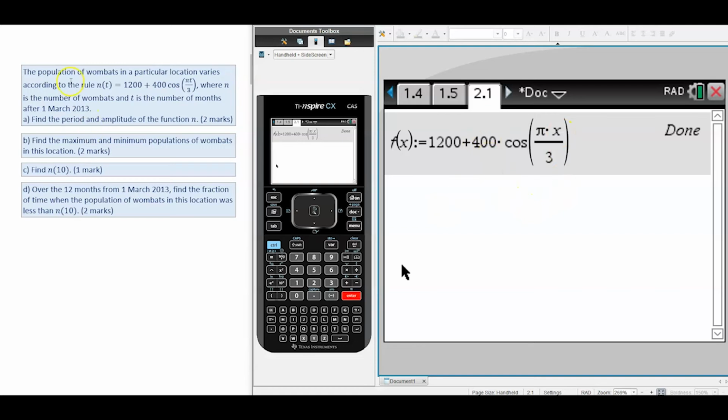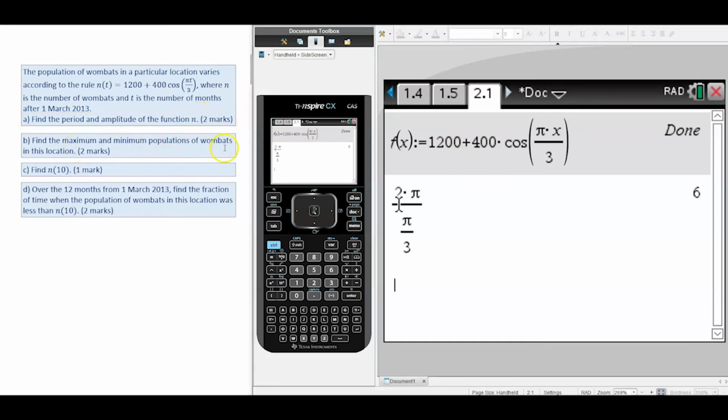So to find our function, let's move on. So the period, of course, is going to be 2 pi divided by whatever is in front of x. Now that is actually pi over 3. I'm going to put that in brackets here just to make sure that the CAS knows to do this correctly, and we get a period of 6. So that's fairly straightforward. Our amplitude is just the number in front of cos, so that's simply 400. So that would be our 2 marks for that.